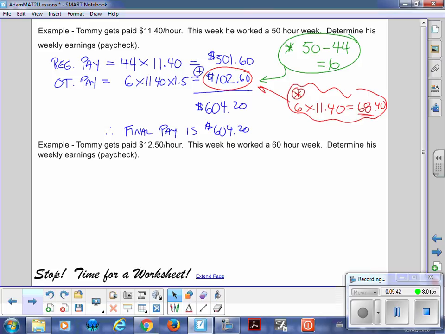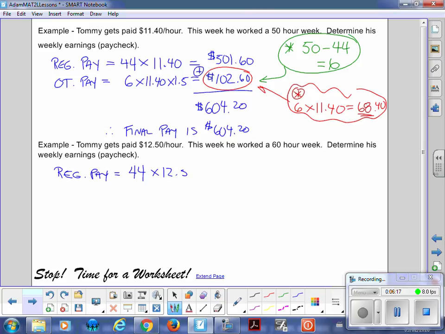One more example. This time Tommy's getting $12.50 an hour. He worked a 60-hour week. It's not uncommon for construction to work 60-hour weeks if you work for some of the local construction companies. In the summer, a 60-hour week is pretty much the standard. What's his weekly earnings? I'll set it up the same way. Regular pay: 44 hours is the max in Ontario. Each province is different, so you'd have to Google overtime rules for the province.